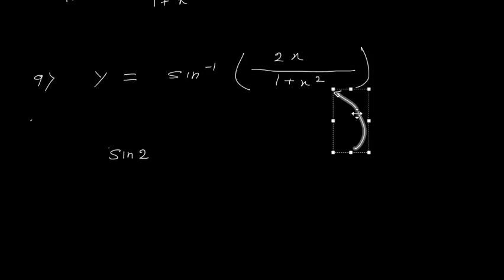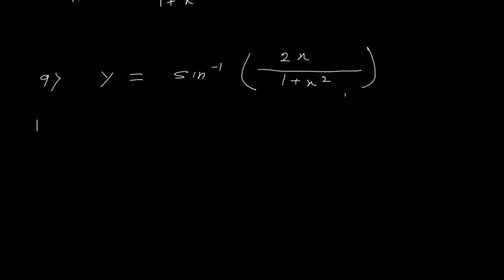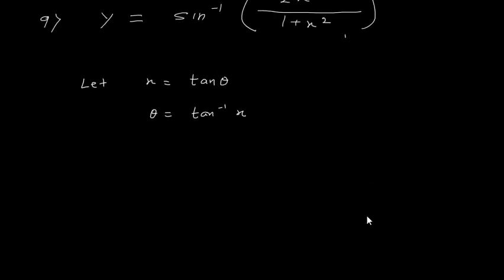So let us substitute x is equals to tan theta. Let this x is equals to tan theta. So by this we get theta is equals to tan inverse x. Now theta is tan inverse x. Let us first substitute. We have x as tan theta and theta is tan inverse x.